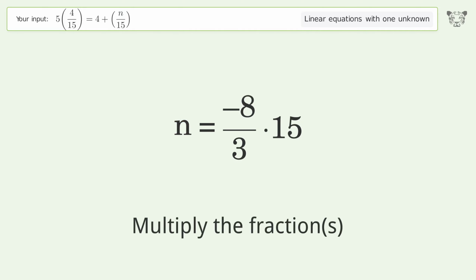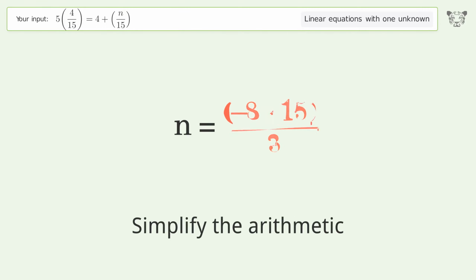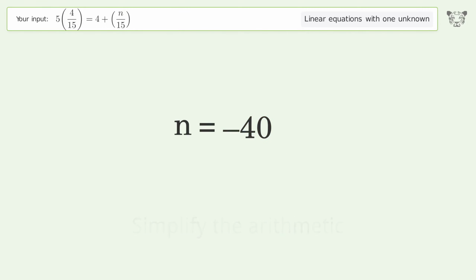Multiply the fractions. Simplify the arithmetic. And so the final result is n equals -40.